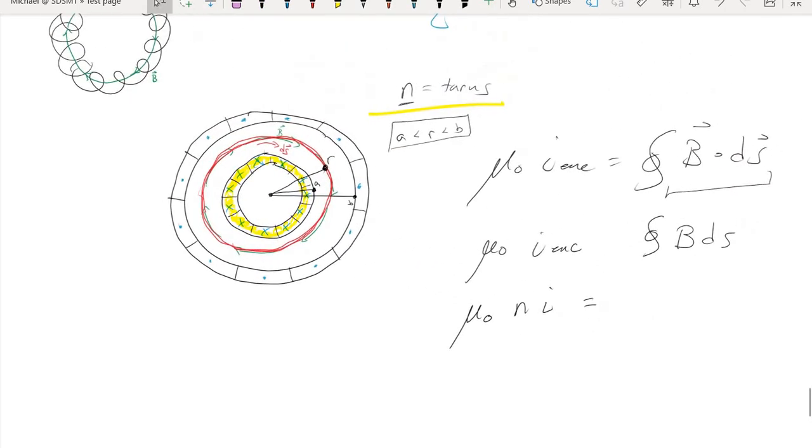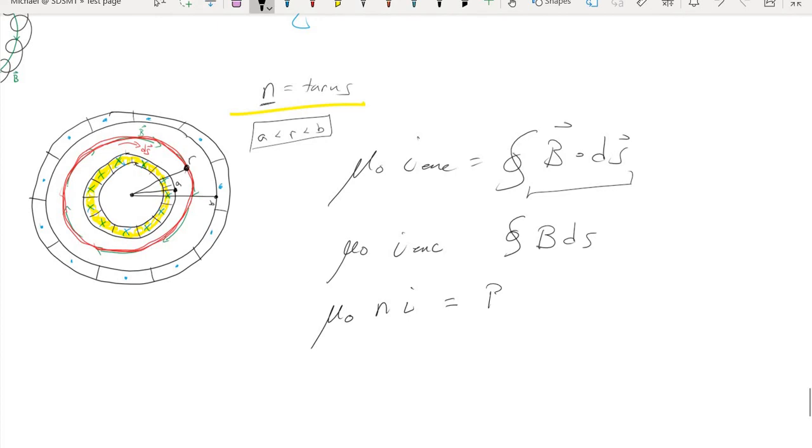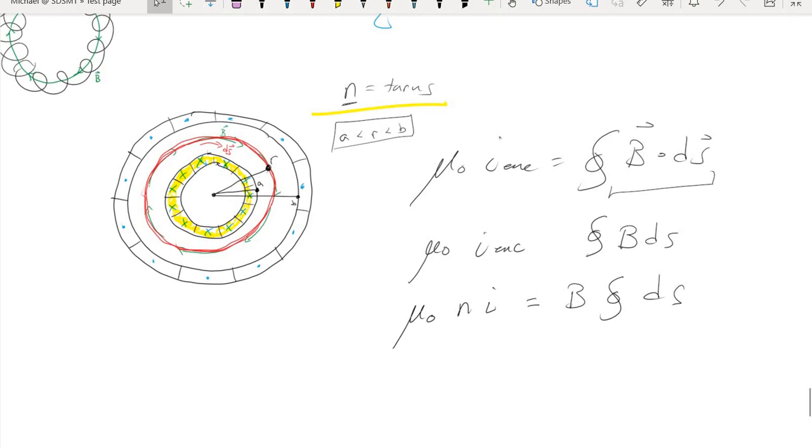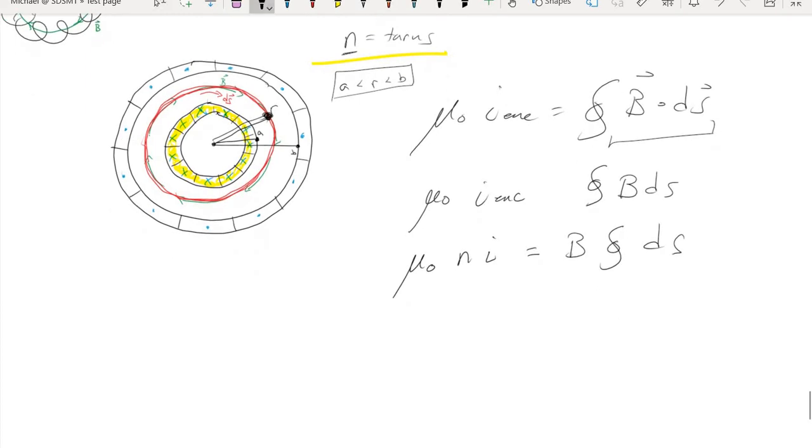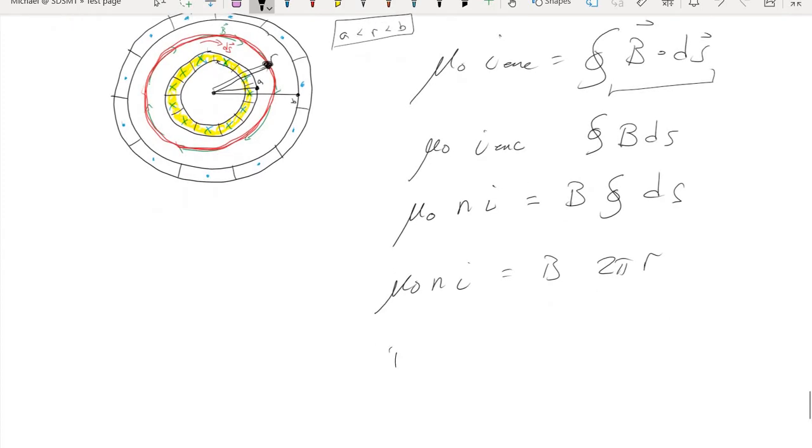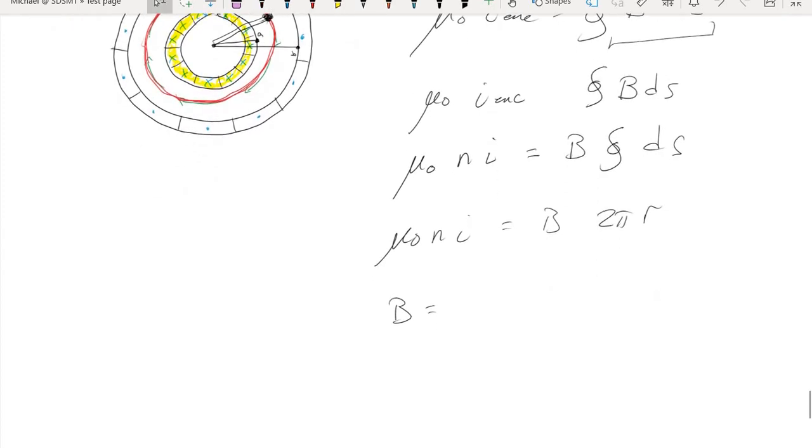But for the toroid, when we go to integrate the path length for ds, that path length does depend on that radial measure. And that path length is going to equal 2 pi r. It's just a circle. We're done with the integration. We'll let the algebra take over. We have mu naught n i over 2 pi r. And there is the magnetic field.